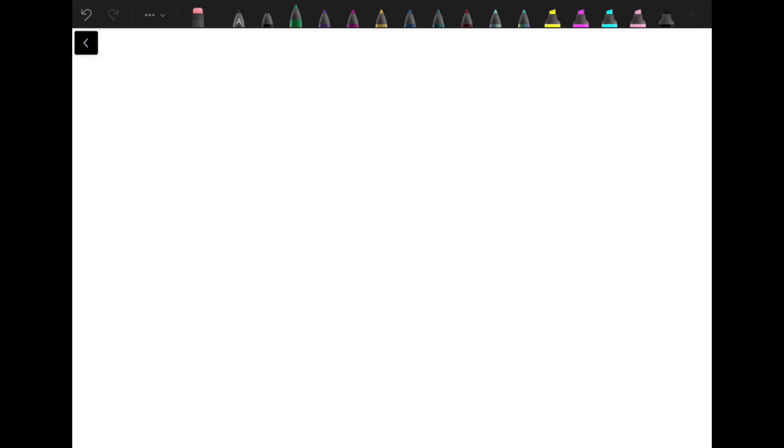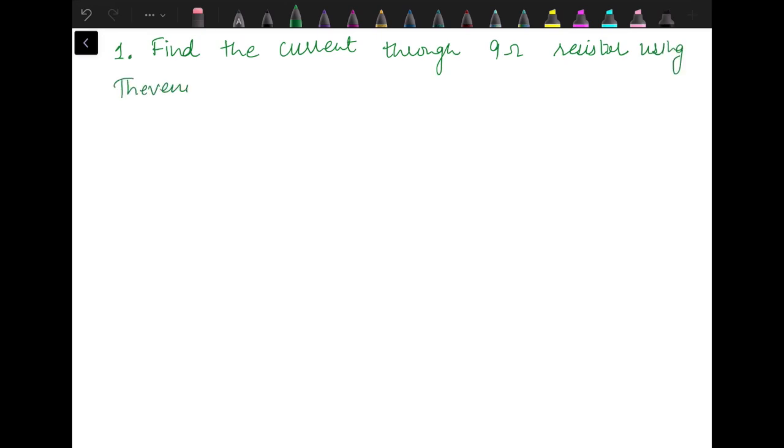Now the question which I am taking as the first problem is: find the current through the 9 ohm resistor using Thevenin's theorem.